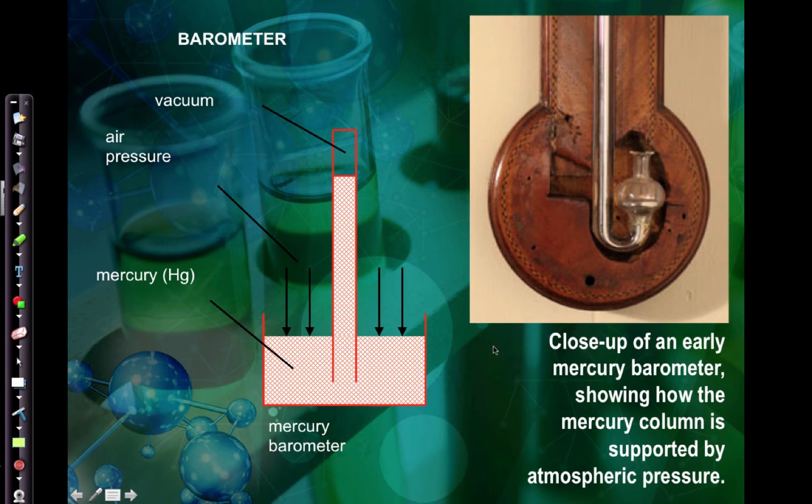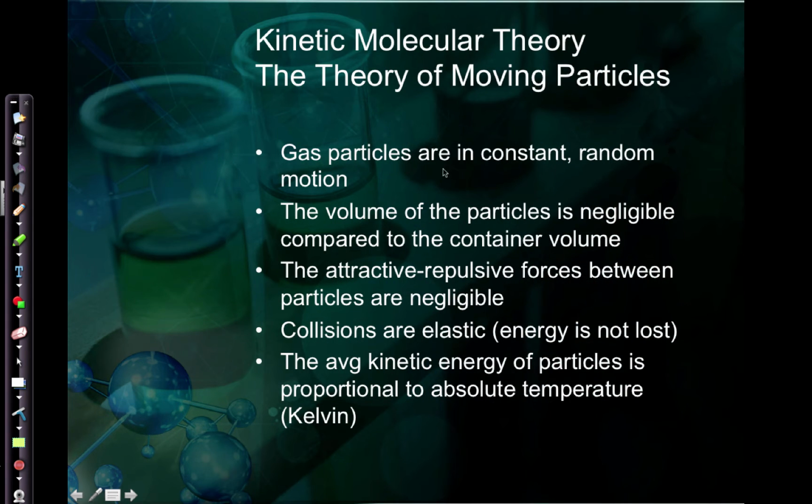All right, so KMT is kinetic molecular theory, and basically this is the theory of moving particles. So in an ideal situation, gases would behave like this. So this is with ideal situations. Gas particles are always in constant random motion. So whenever you have a gas, those particles are constantly moving, and they will move in a straight line until they hit something and then move in a different direction.